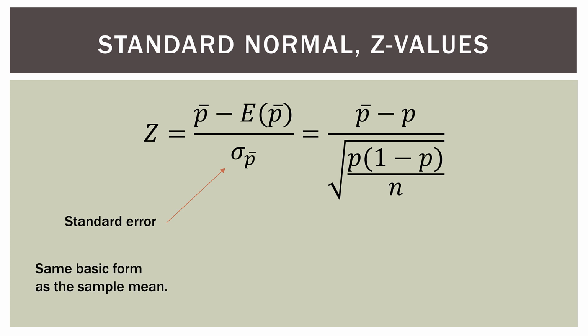So this is the same basic form as the sample mean. Remember, to find a z-value, we took x bar, which is the sample mean, minus mu, which is the population mean, divided by the standard error, which in that case was sigma divided by the square root of n. So if you look at these two, they're very similar. We have the difference between the sample and the population divided by the standard error in each case, so the same basic form.